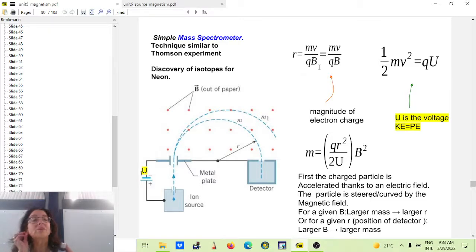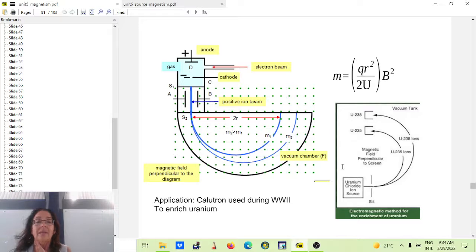You can find that by using the magnetic force equals the centripetal force. And then in the first phase, we have the kinetic energy equals the potential energy qU. You manipulate and massage, and you get that equation here. So you can have the mass as a function of the magnetic field squared, the radius squared, and here you have the potential. More potential means faster it's going to go. So that's the idea of a mass spectrometer.